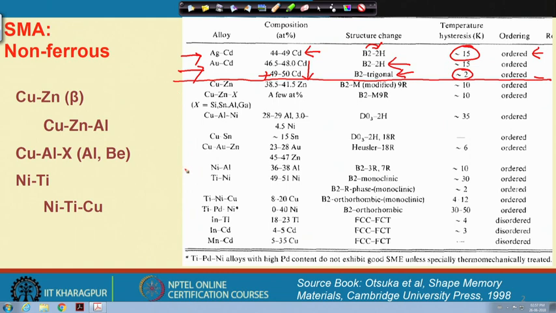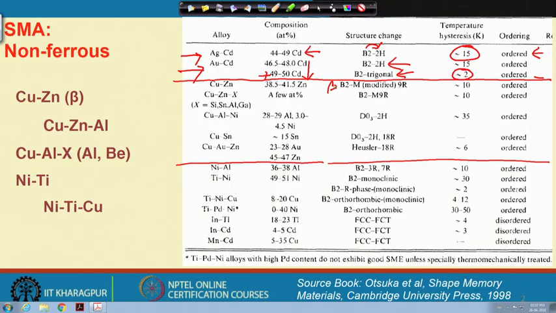Now, the second category here, which is very important, is the copper based system. Copper based systems are very interesting, because we all know copper zinc, 70-30, which is also known as brass. They are very soft metals and very useful for various engineering applications. But we can get this shape memory effect in a very different phase field.